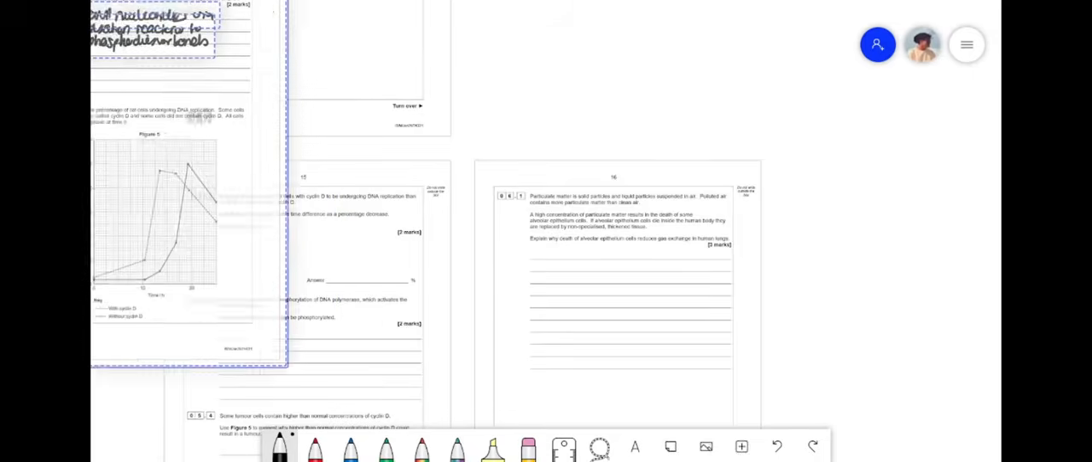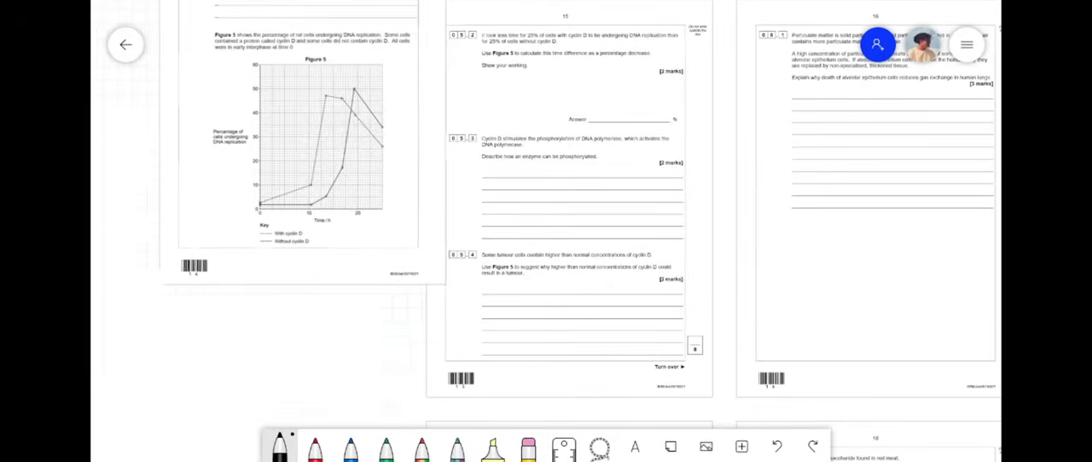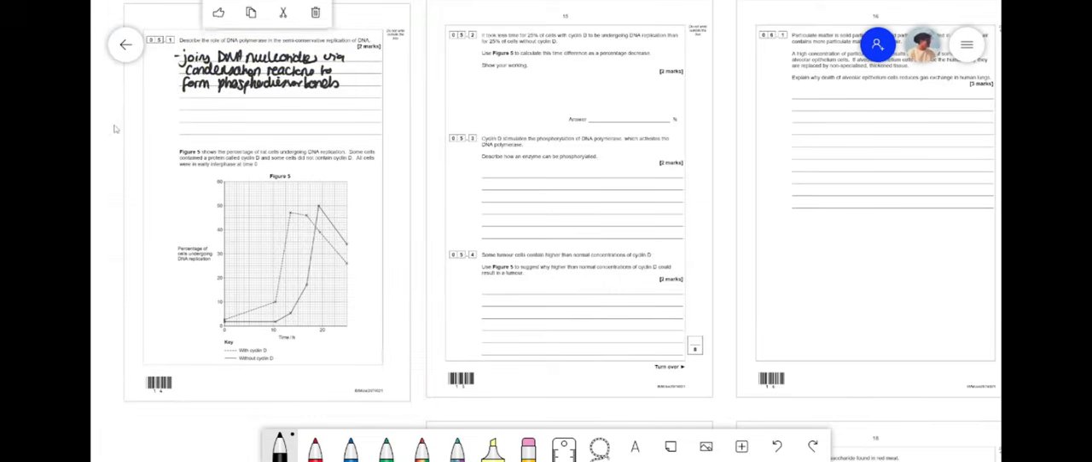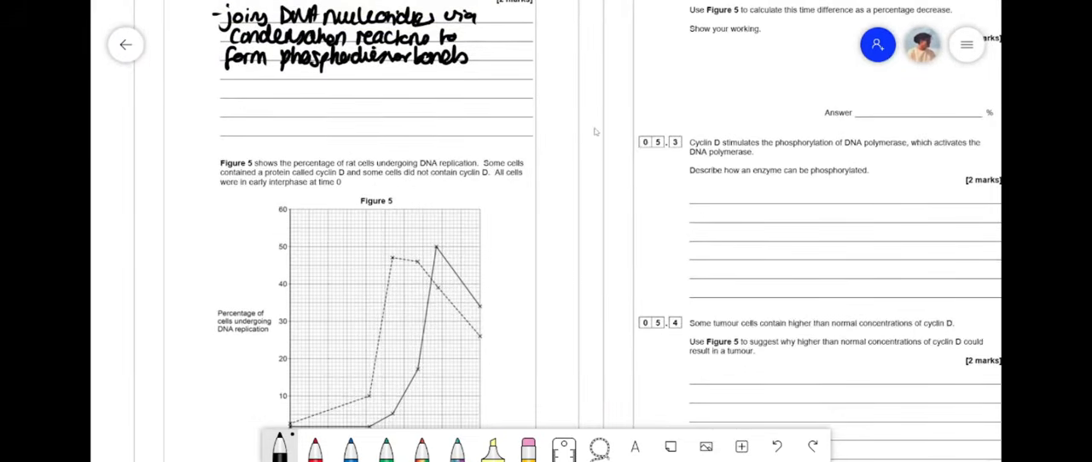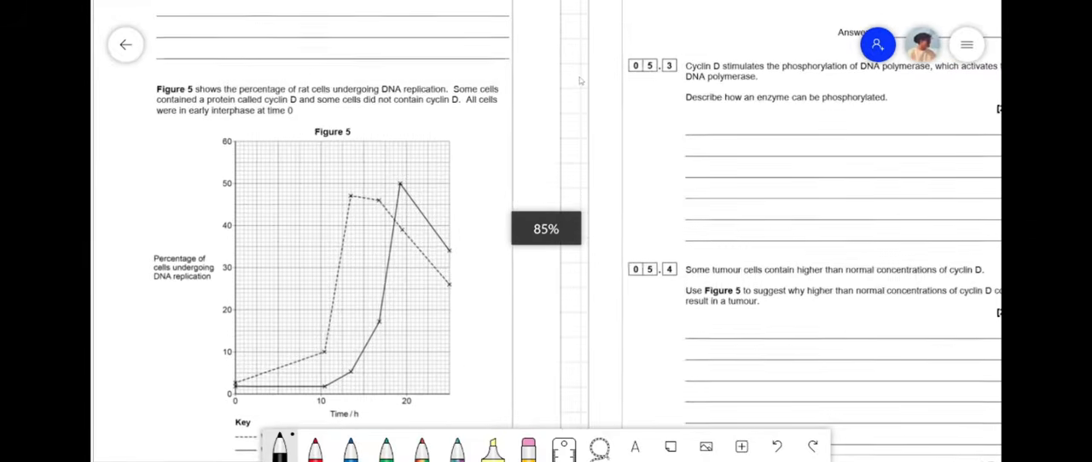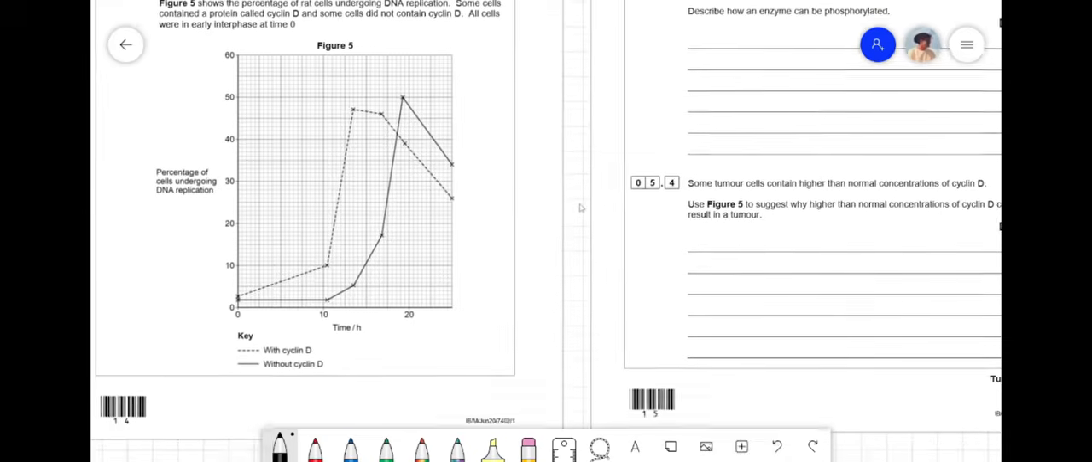So I'm going to move this down here to move on to the next part. Figure 5 shows the percentage of rat cells undergoing DNA replication. Some cells contained a protein called cyclin D, and some did not contain cyclin D. They were all in early interphase at time 0.